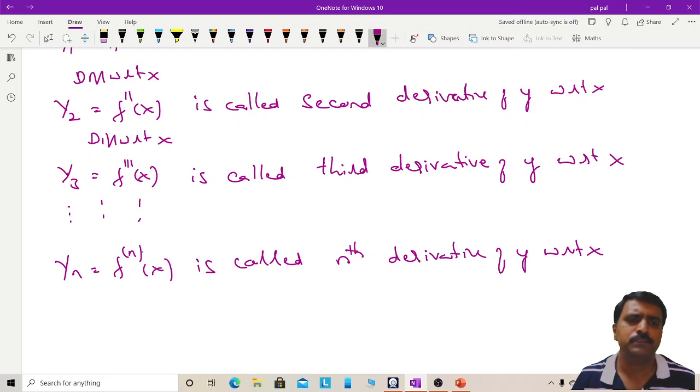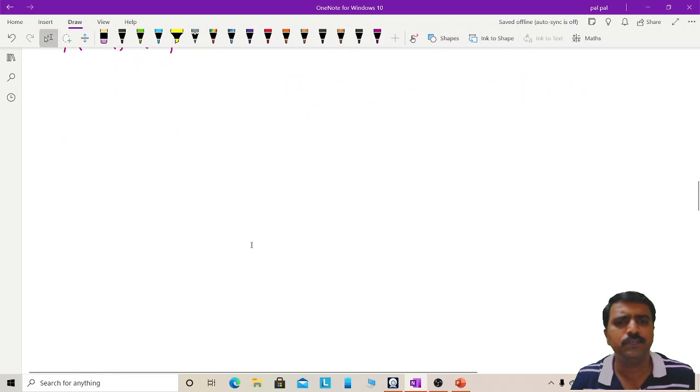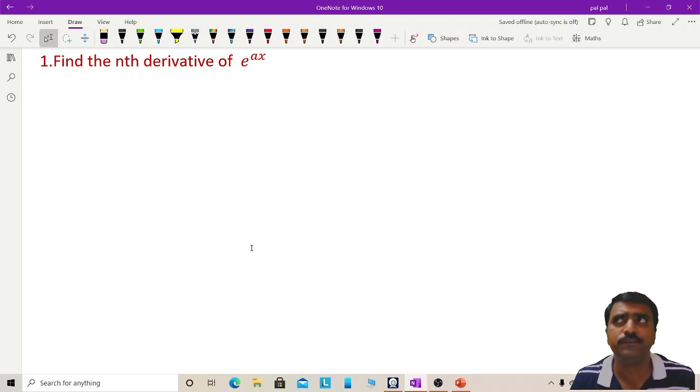Okay, so now I wanted to discuss the nth derivative of some standard functions. Let us find out the nth differentiation of some standard functions. Here is the problem. Find the nth derivative of e to the power of ax. It is an exponential function.